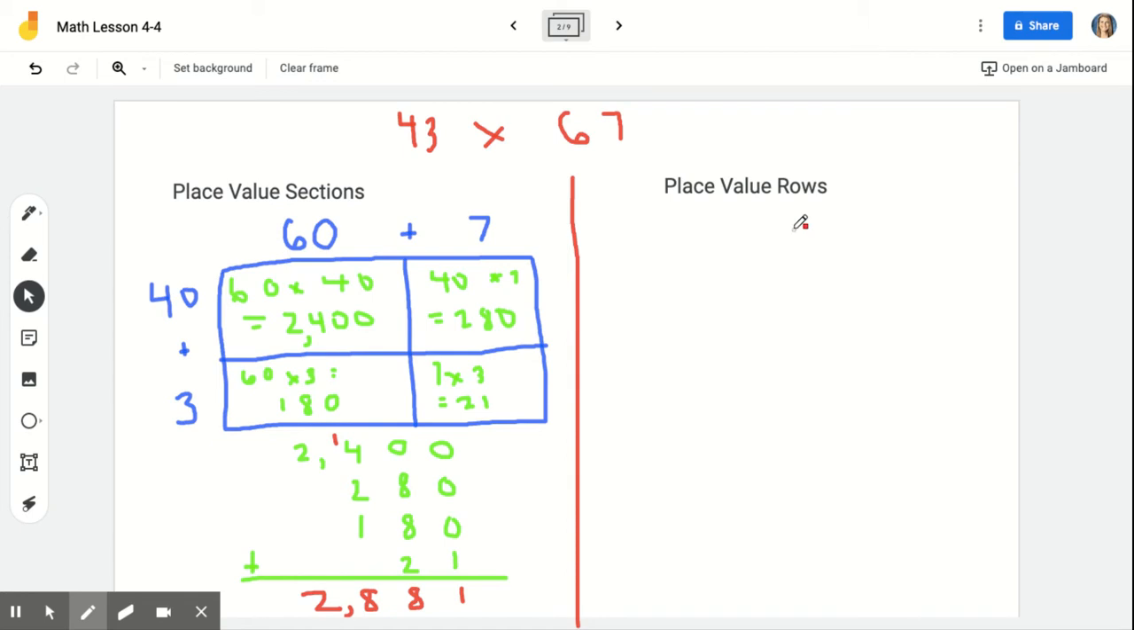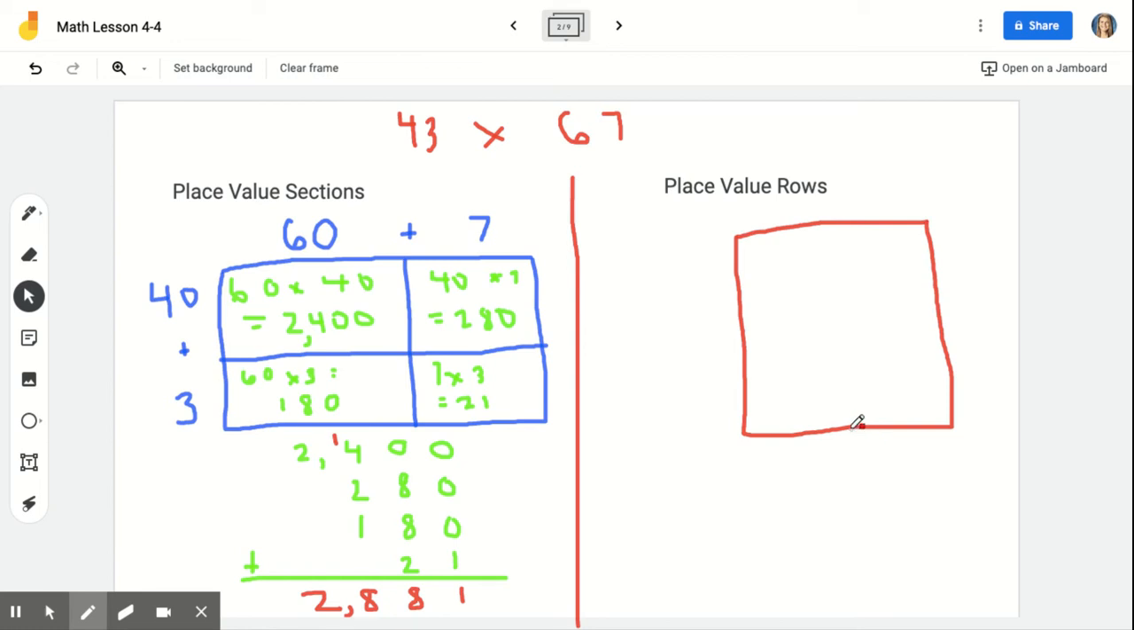And on the other side, we're going to solve using the method called place value rows. Okay, so here's the process on how to solve with place value rows. We're also going to be drawing a rectangular diagram, but it's going to be a little different. So watch as I do it. So my rectangle is going to be a little less wide, but about the same length.